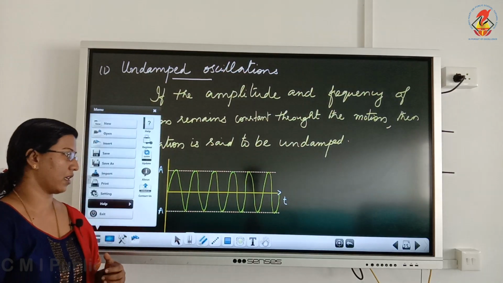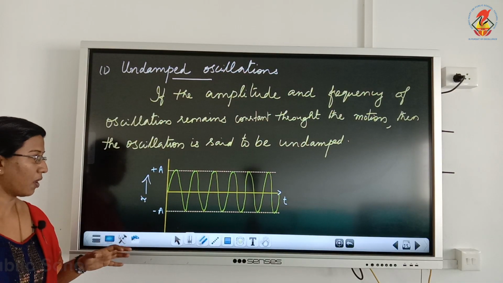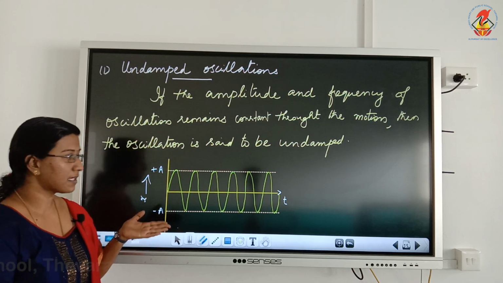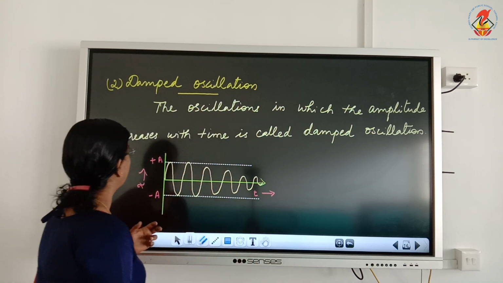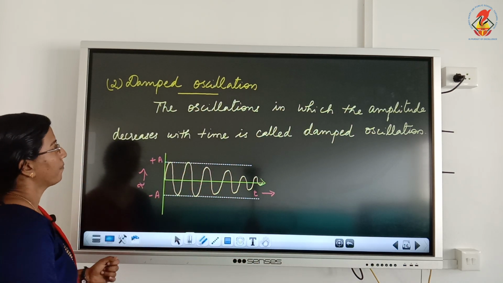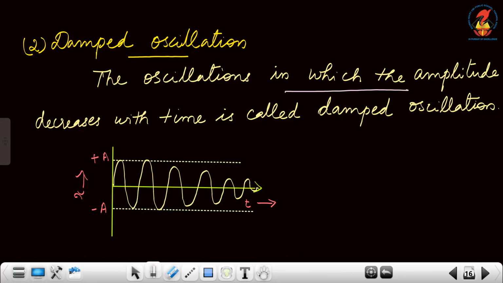So this is the graphical representation of an undamped oscillator for displacement versus time. Now next, let us see the definition of damped oscillations. The oscillations in which the amplitude decreases with time are called damped oscillations.